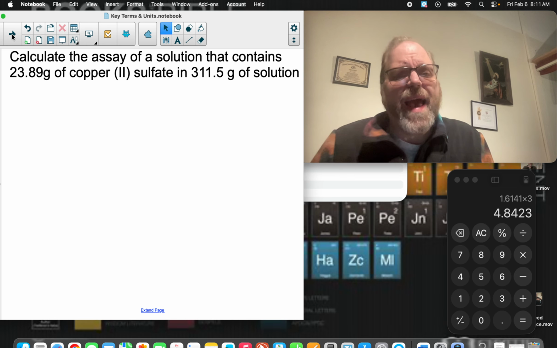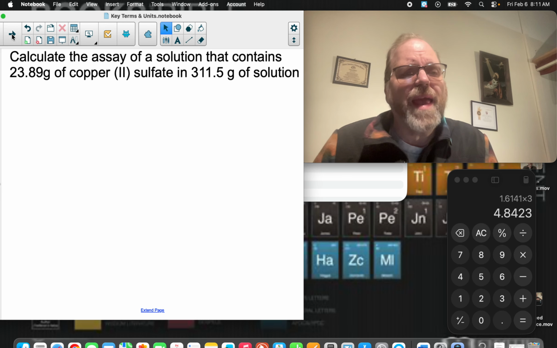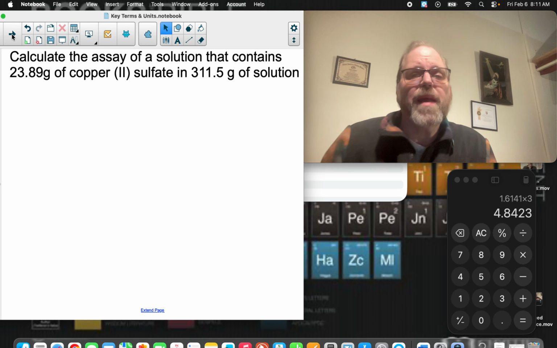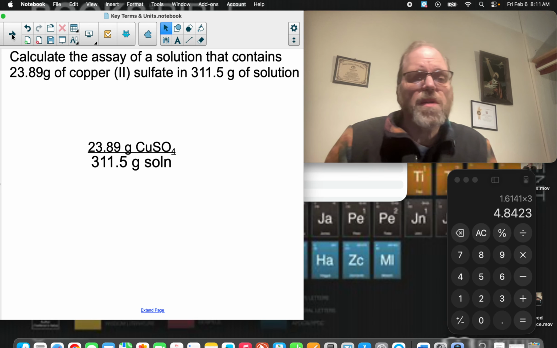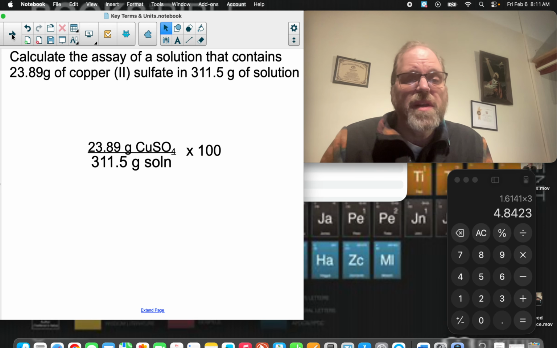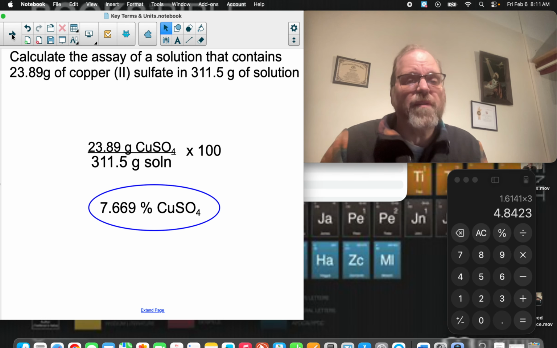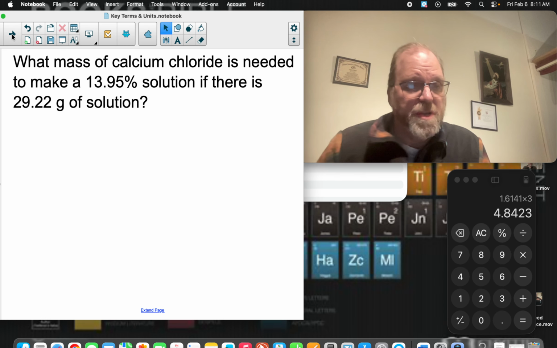So calculate the assay of a solution that contains 23.89 grams of copper 2 sulfate in 311.5 grams of solution. So we just can put our values into each other. Divide them through, multiply by 100. Straightforward. Answer: 7.669% CuSO4. That's pretty easy. Shouldn't be too much of a problem.